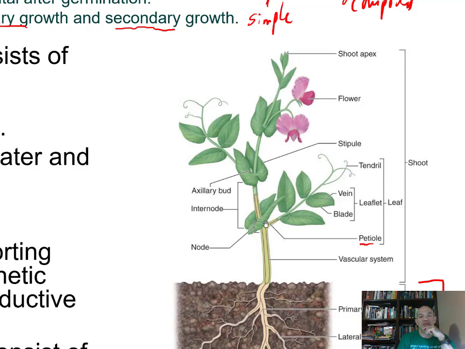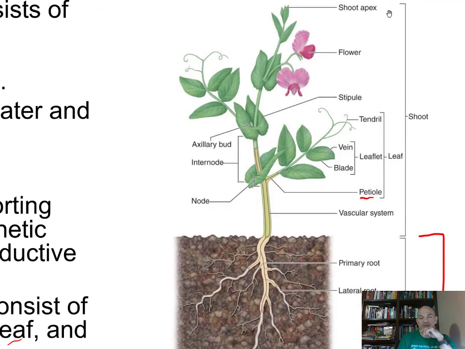But you have these repeating units, nodes, internodes, nodes, internodes, and you'll have axillary buds all along there. Some of those buds can produce flowers. And all of that above ground that we were talking about are the shoots. So plants: the roots and the shoots. Okay.